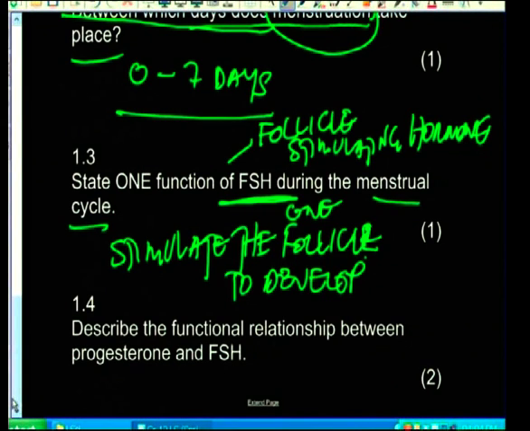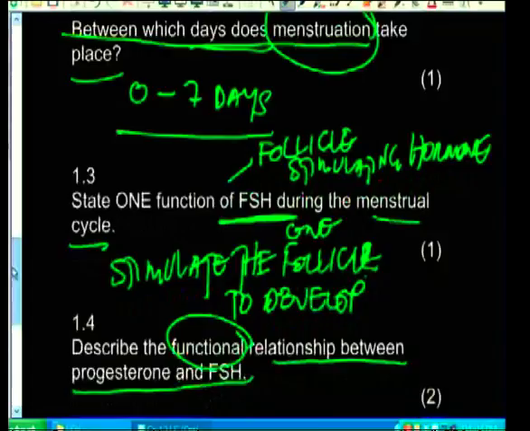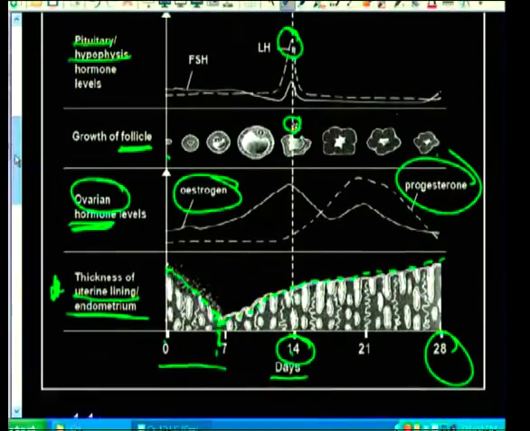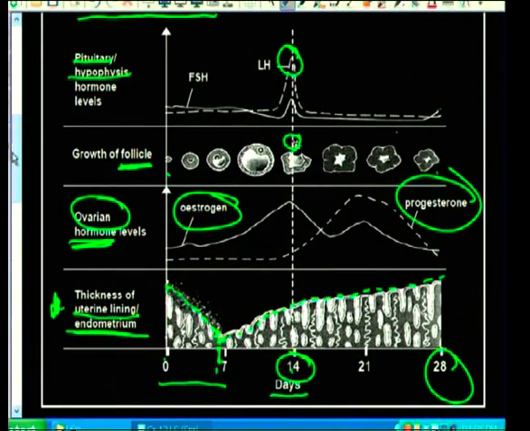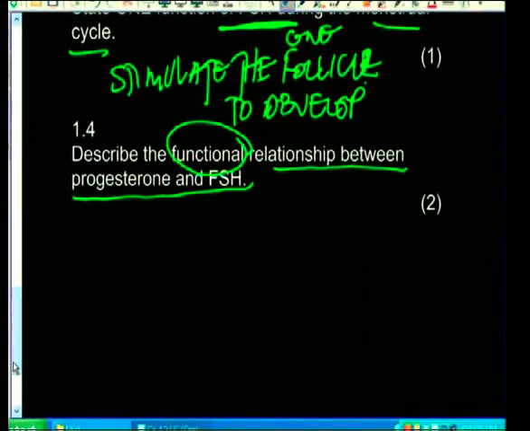Question 1.4, describe the functional relationship between progesterone and FSH. The functional relationship between progesterone and FSH. You don't need to go to the graph to see this. I'm just going back there to tell you where they come from. Look at where progesterone is, coming from the ovary, and FSH from the pituitary gland. So you need to know that as well. But they want to know the functional relationship between these two hormones.